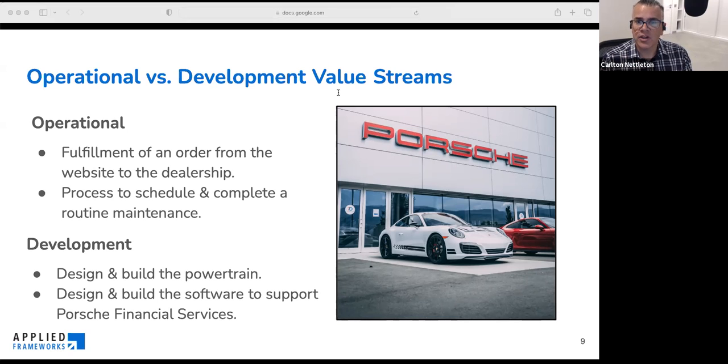So what are the benefits associated with value streams? Why do we even care? They're everywhere. Why do we use these? Okay.